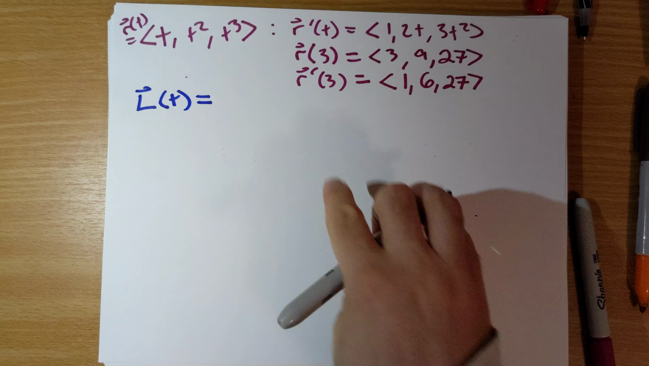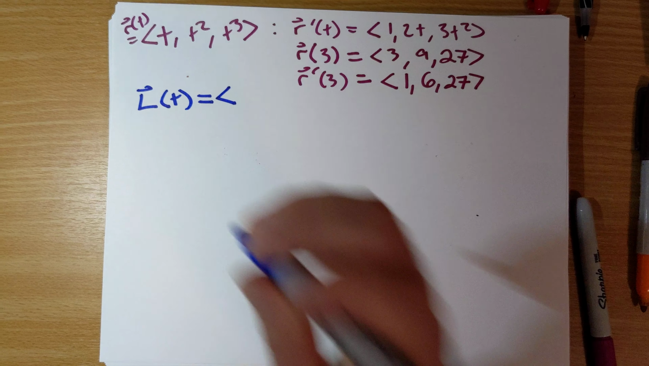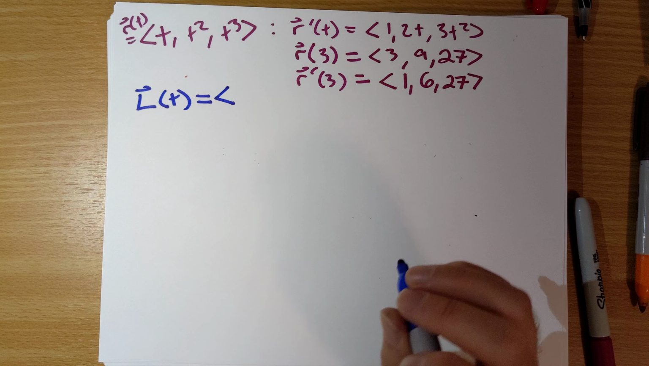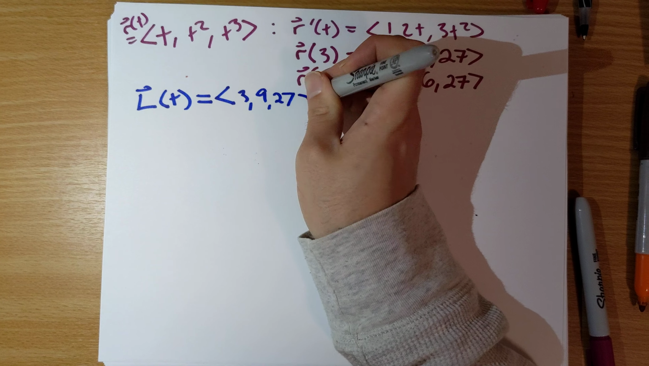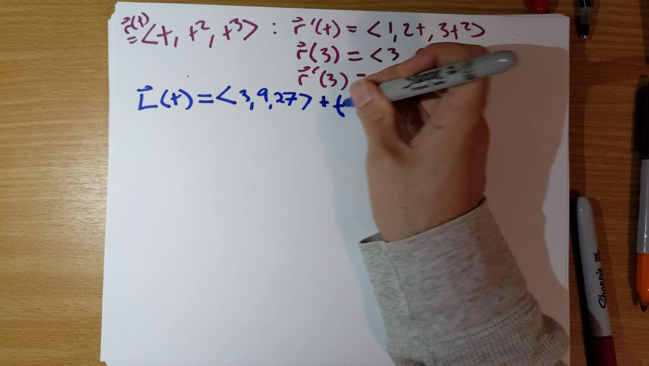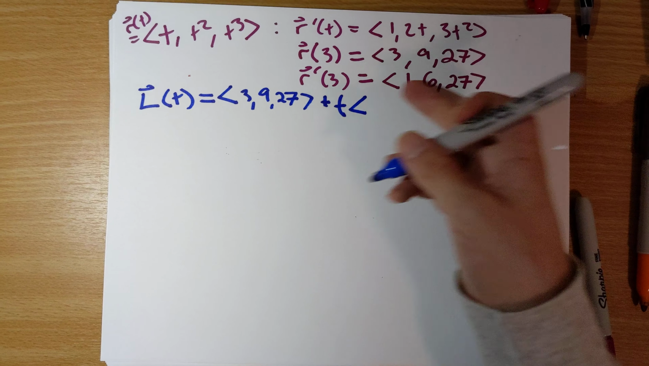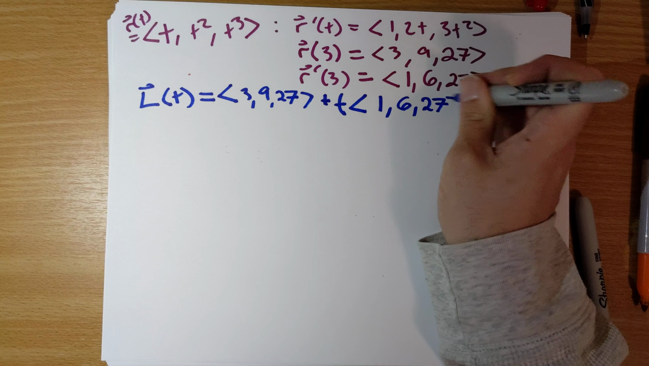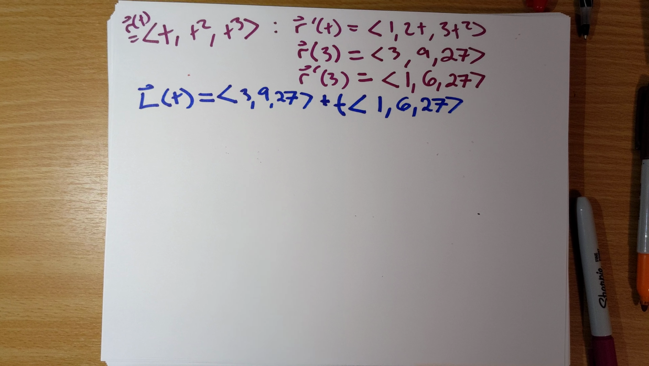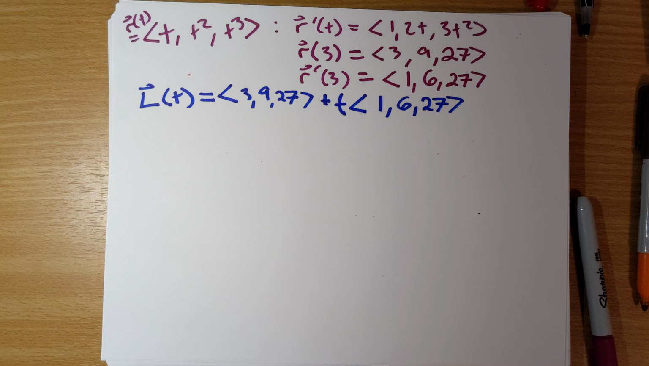L of t is going to equal r of 3. So this is the parametrization of the tangent line: 3, 9, 27 plus t times this, which gives us the direction vector, 1, 6, 27. And if I didn't botch up anything, that's the final answer to problem 34.